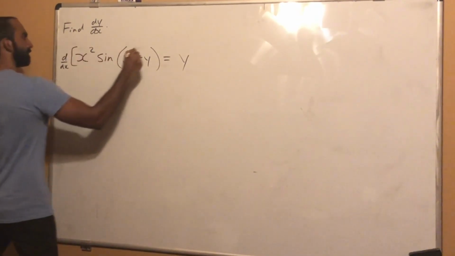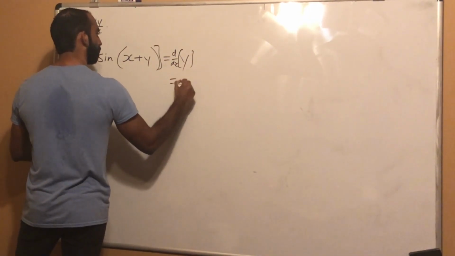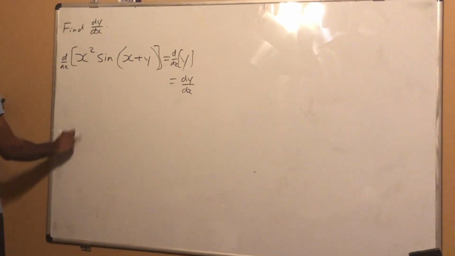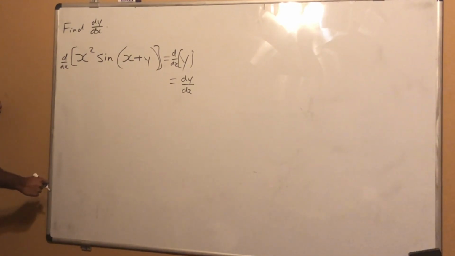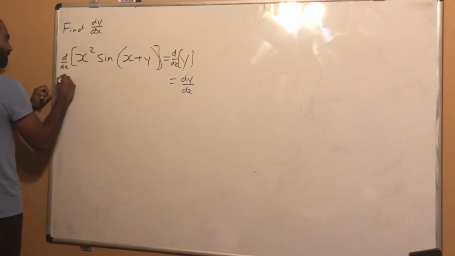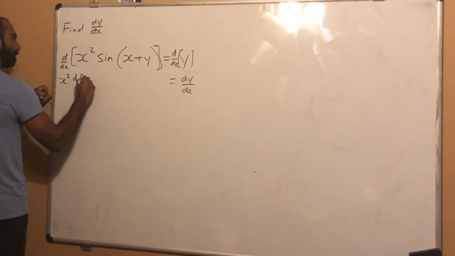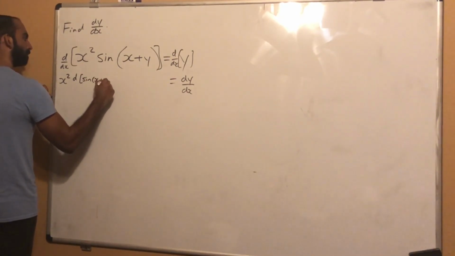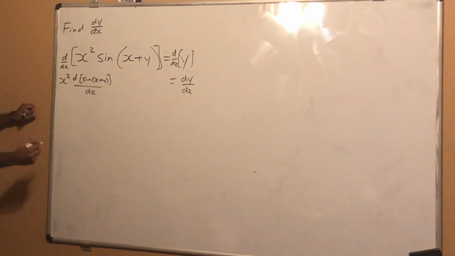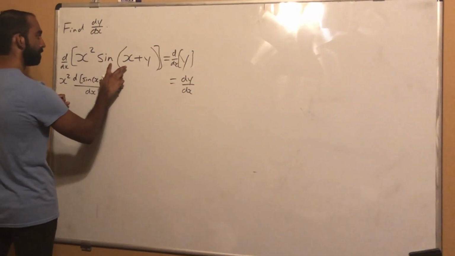So if I take d dx of both sides, of course I get dy over dx on the right. On the left, what rule do I have to use to start? The product rule. Yes. So it's going to be x squared times the derivative of sine of x plus y with respect to x, plus the derivative of x squared times this guy.